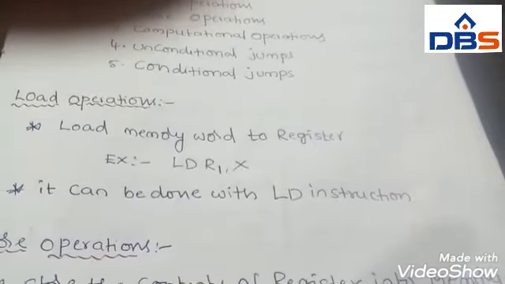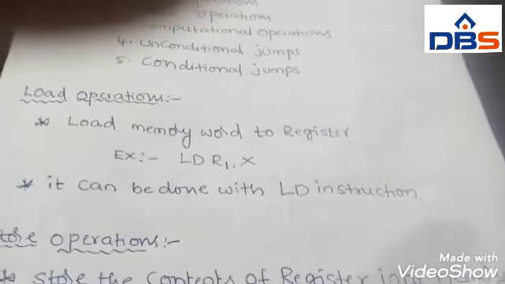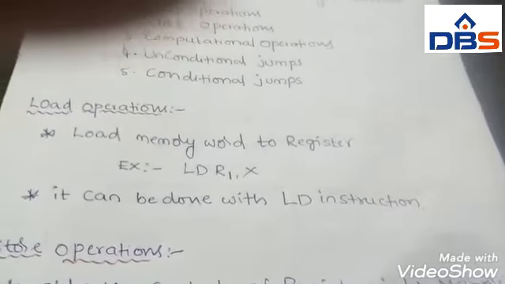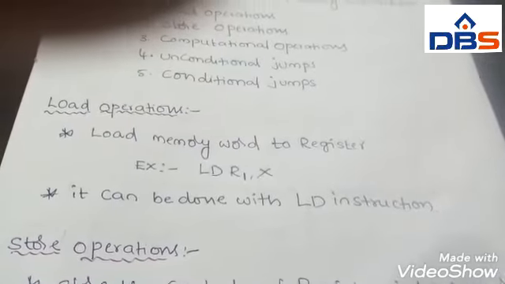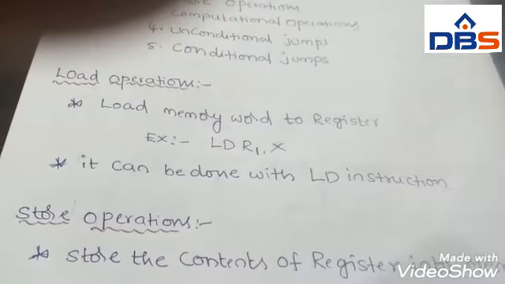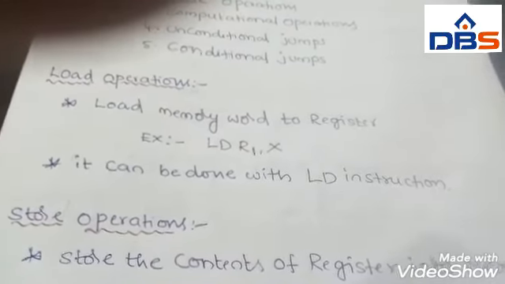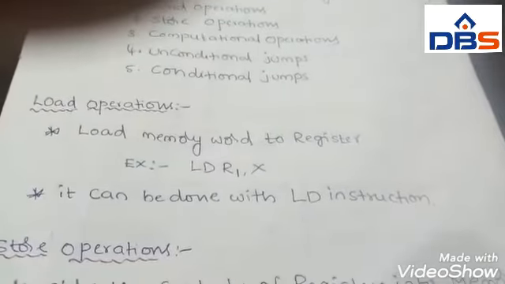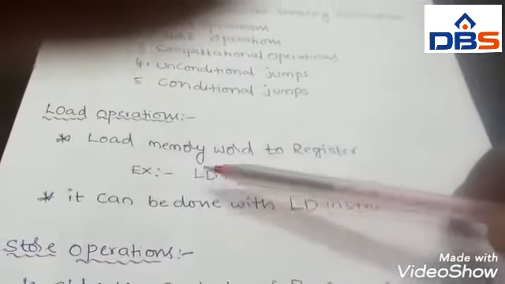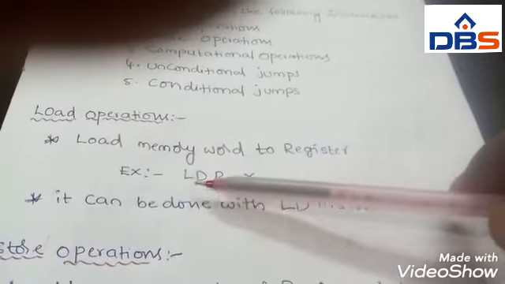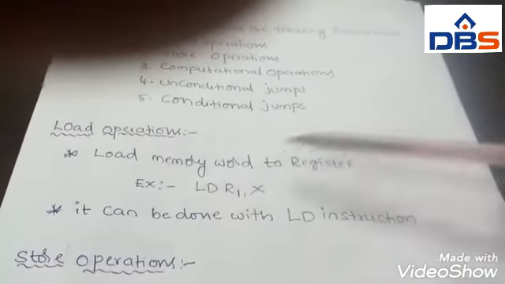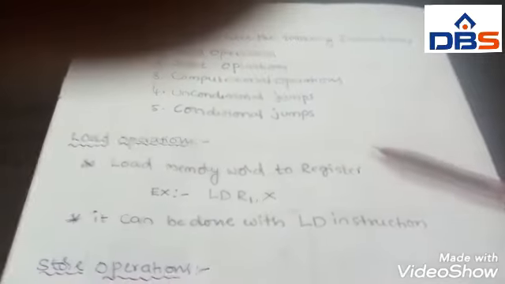Here, LD R1, X. The contents available in X are loaded into R1. We can call this loading the value in location X to register R1. It can be done with the help of the LD instruction. By using the LD instruction, we are going to perform the load operation.